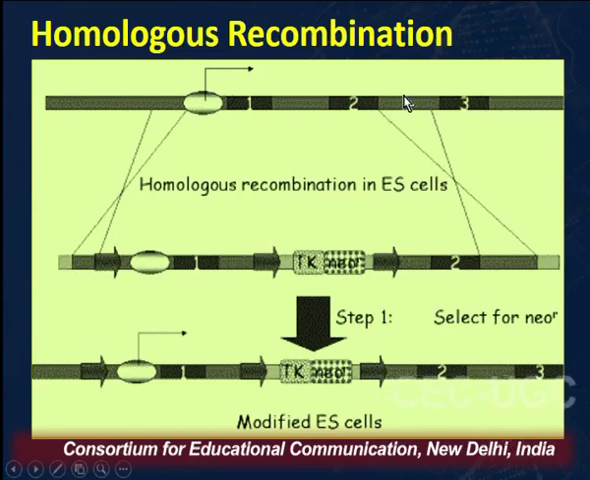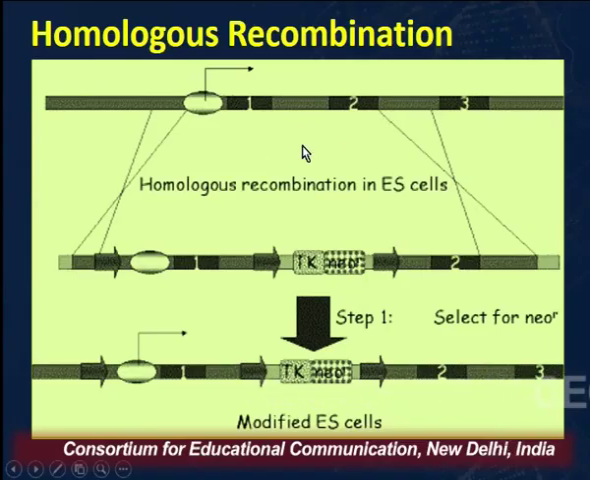So, the vector carrying your transgene, this is for example the vector, will homologously recombine with the ES cells. In this case, for example, the thymidine kinase is introduced into it, as well as a resistant marker, which is the neo-resistant marker. So, neo-resistance will be introduced.